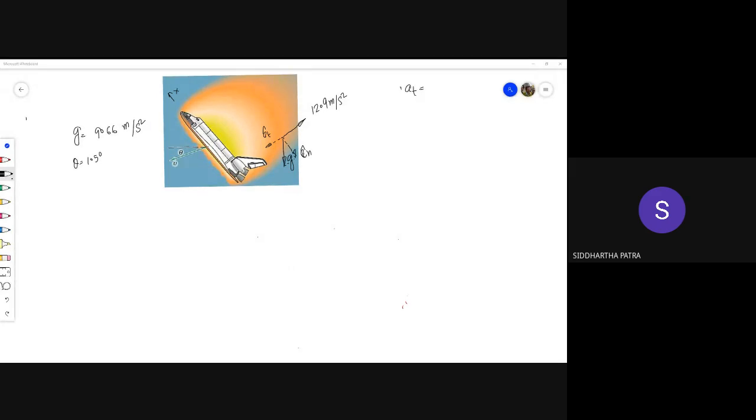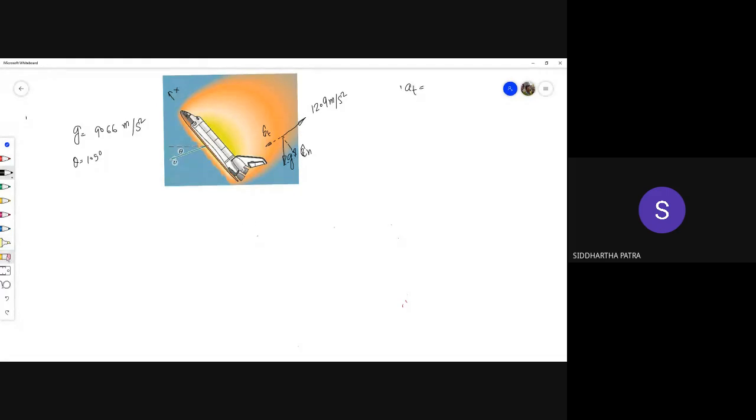I'm not able to understand the problem statement also. So let's skip this one. Let's skip this problem, okay, and let's move on to next problem.